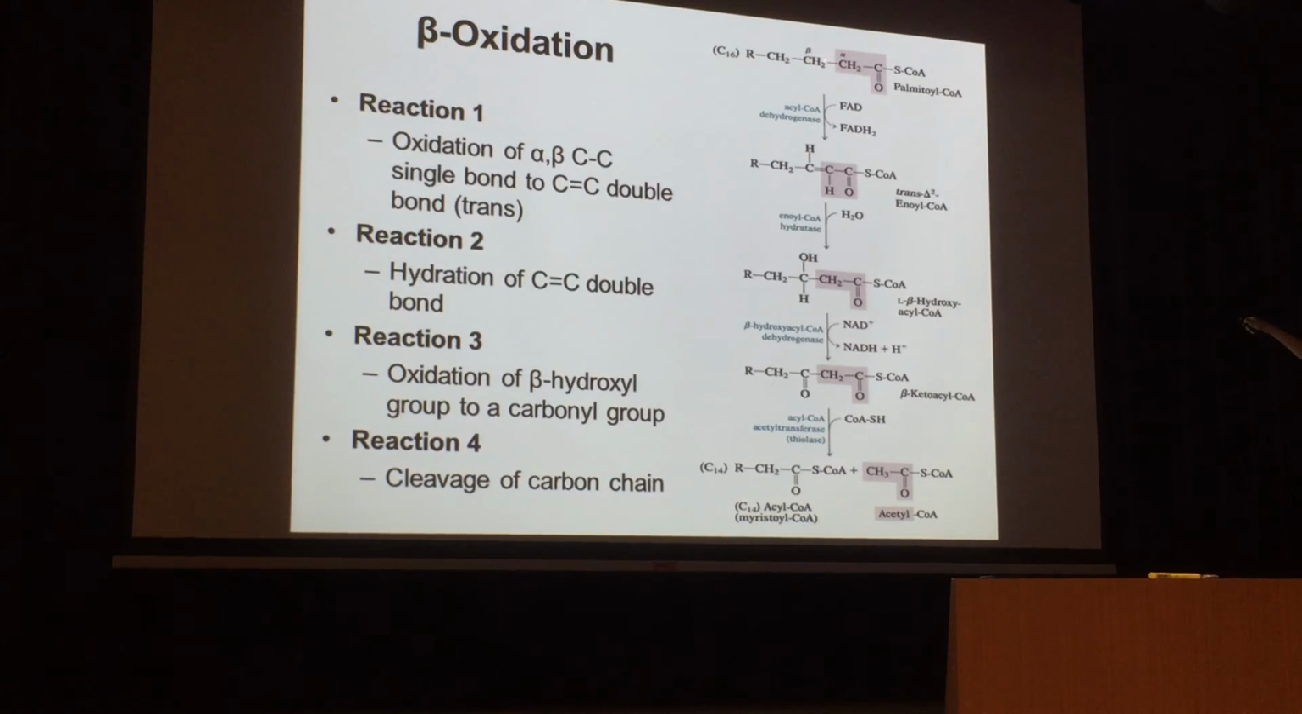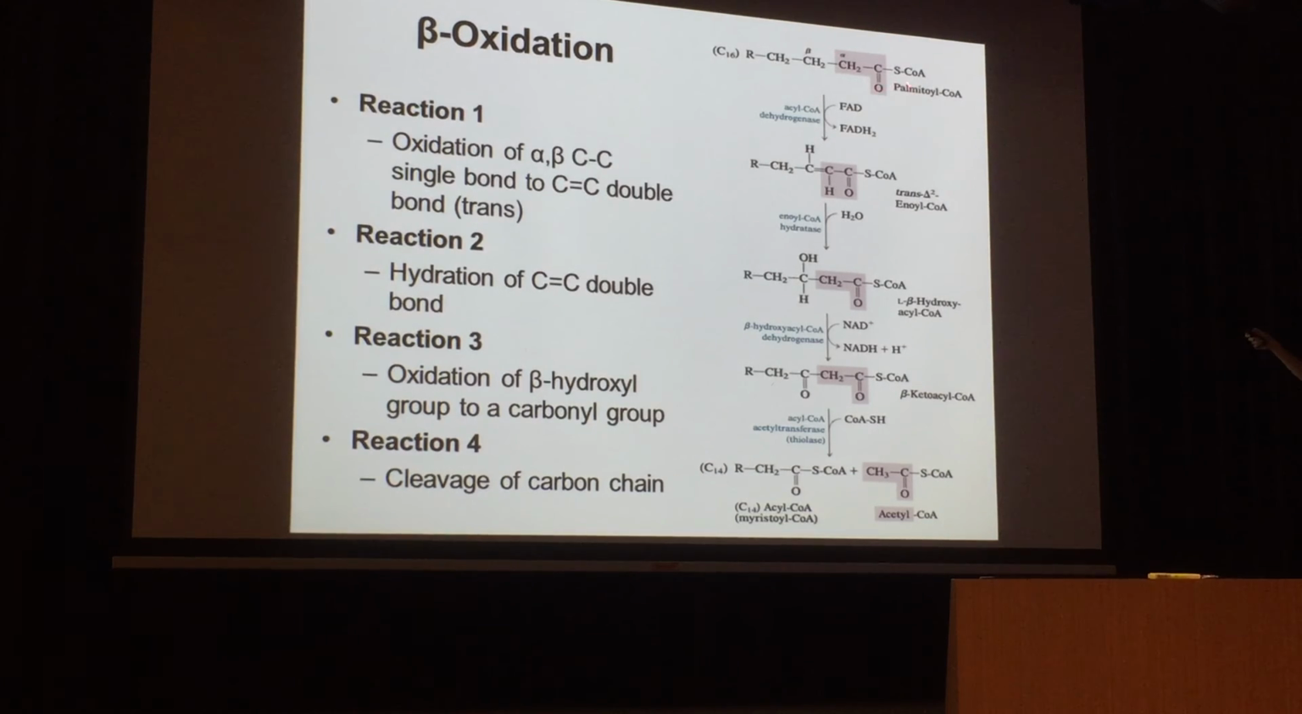So look at this structure. This is a typical fatty acid. This is a straight chain, saturated. Saturated, right? No double bonds. And the total number of carbon is C16. That's why it's palmitate, right? And the acyl-CoA, so it's a palmitoyl-CoA.